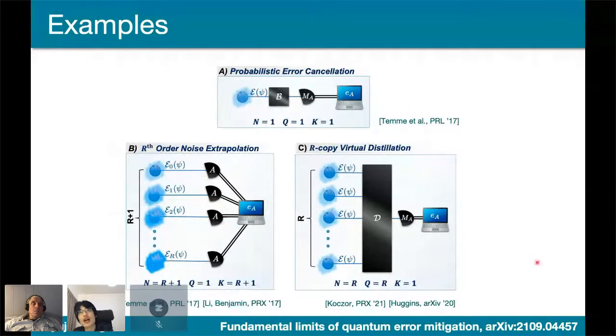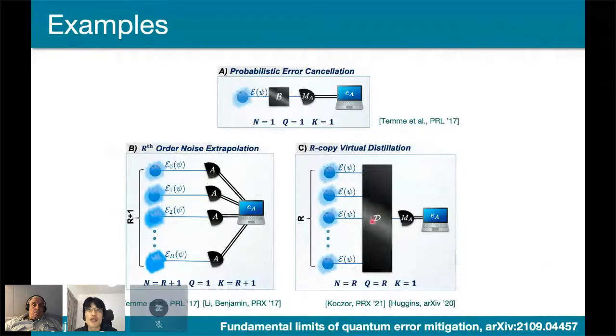On the other hand, the recent proposal includes the virtual distillation protocol proposed in these papers. So the idea for the virtual distillation is that given some noisy state, you collect some number of copies of such a noisy state. So these are the identical noisy states. Then I apply some coherent operation over these copies of the noisy state.